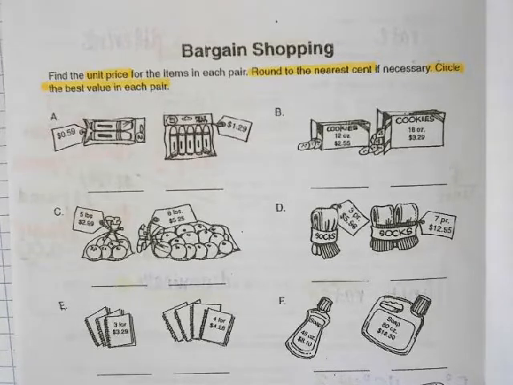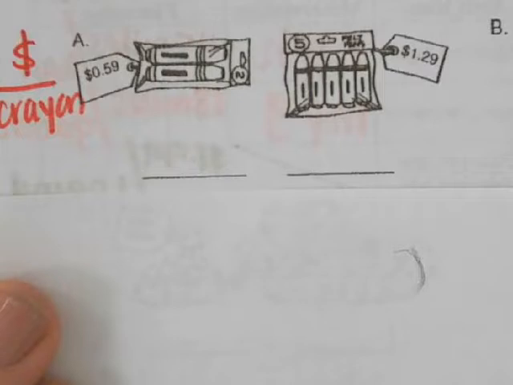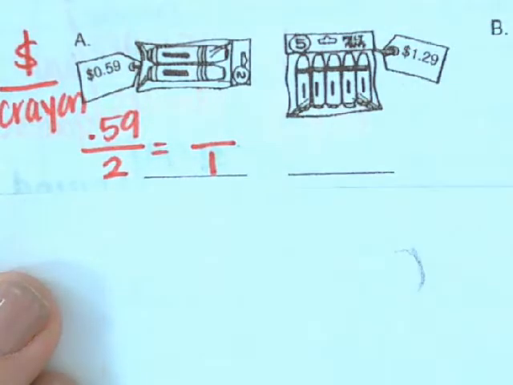Looking at A. A says we have a pack of crayons, 2 for 59 cents, or 5 for $1.29. So we want to figure out again how much would it be for each set of crayons if we only had one unit. Looking at our unit rate, we're going to put the money value on top over the number of crayons in each set. So for my first one, I have 59 cents for 2 crayons.